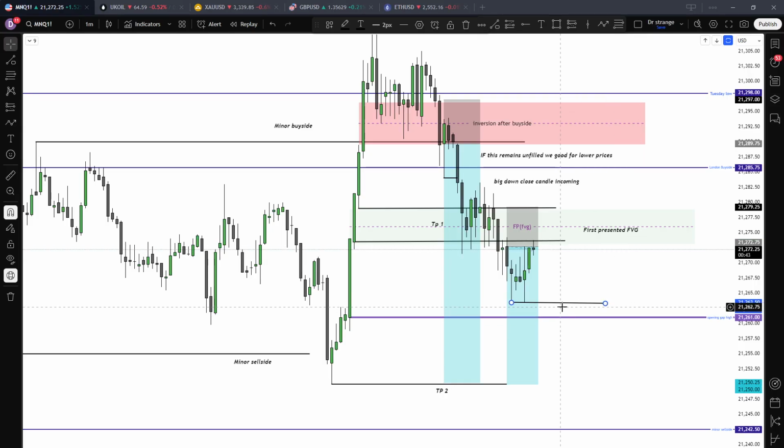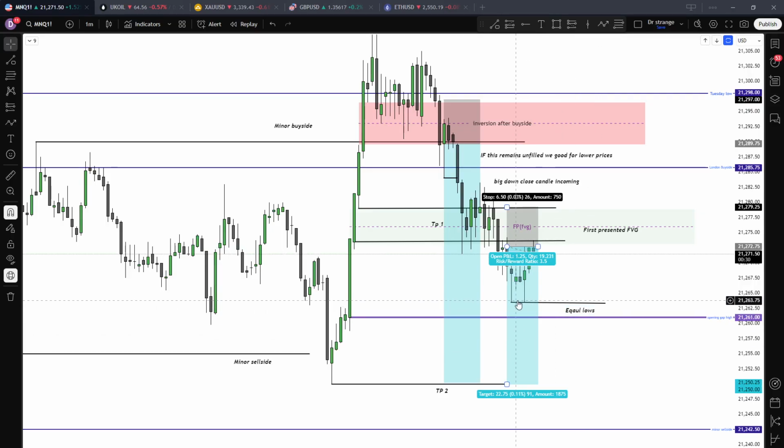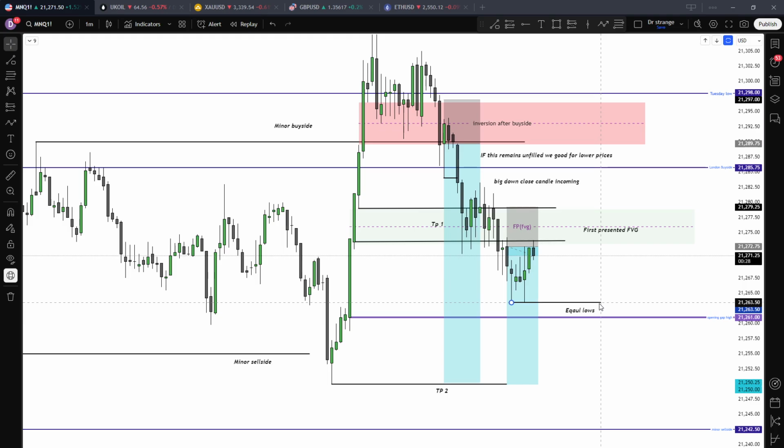Equal lows here. Well, we can't tell, but it can reverse. This is price. It does what it does. When they're equals, you can decide to just go up. So we don't want it to go above this upper half of that first presented fair value gap. Going above, then we kill all our trades.